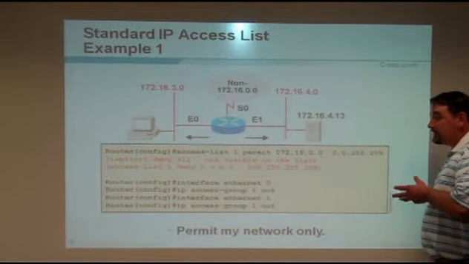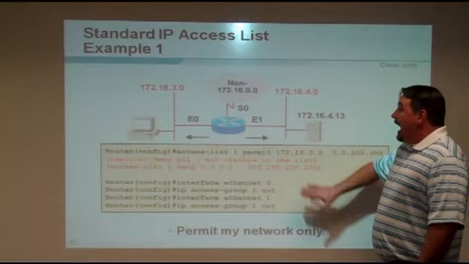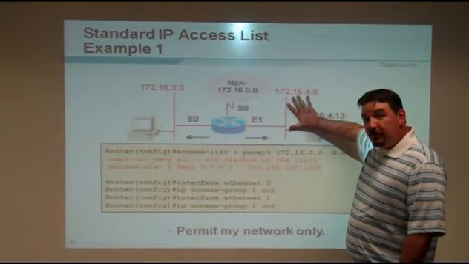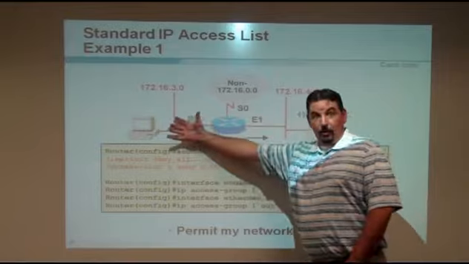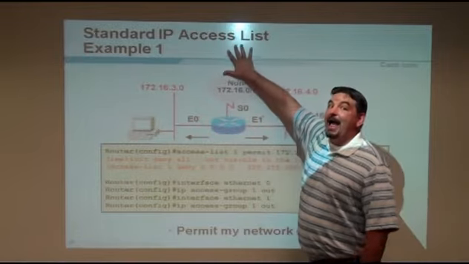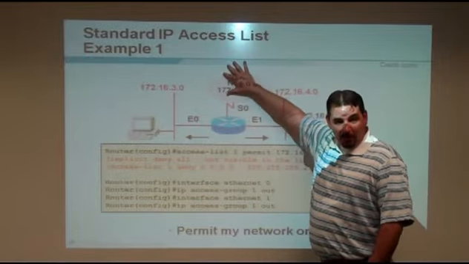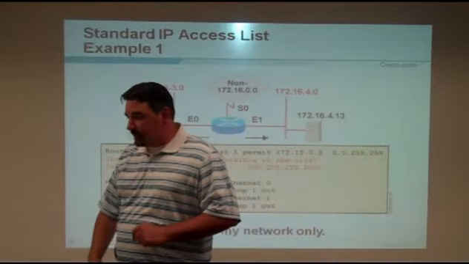Now, what this does is it allows only my own network. I can send traffic from the 172.16.4 network to the 172.16.3 network and back and forth. But we cannot send traffic outbound to the 192.168 network. And the reason for it is this.